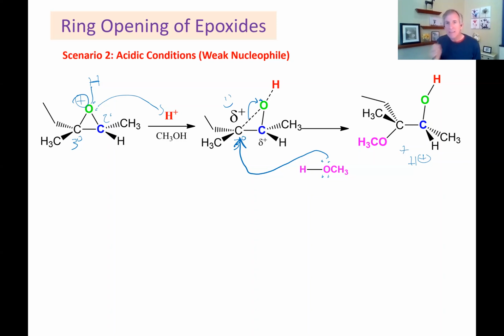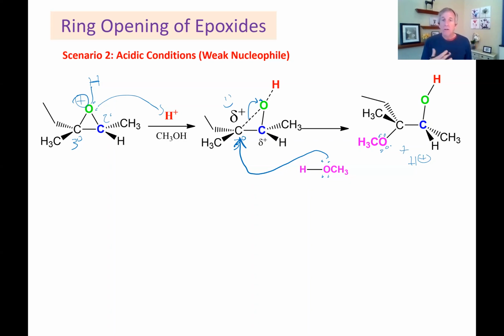So this mechanism should be fairly straightforward for you by now. We've seen it all over the place. When alcohols act as nucleophiles, they lose H+ at the end of the mechanism so that they can retain their beautiful two lone pairs and become neutral.